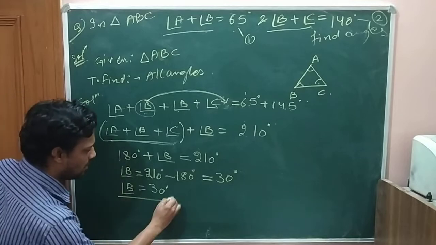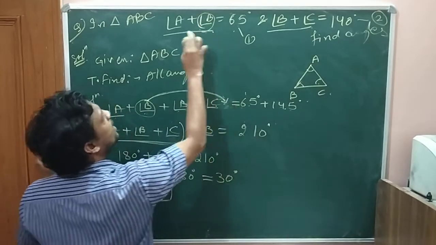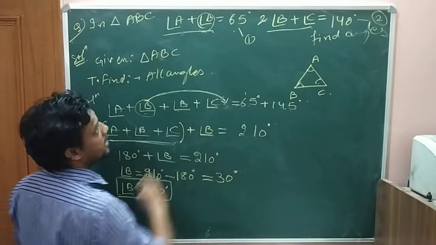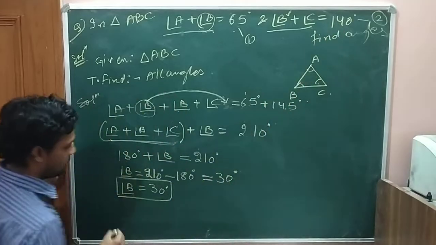Now put angle B in equation 1. If you put the value of angle B, you get the value of angle A. Then put angle B in equation 2, and you get angle C.